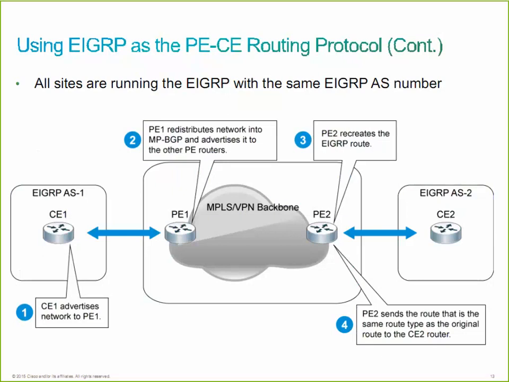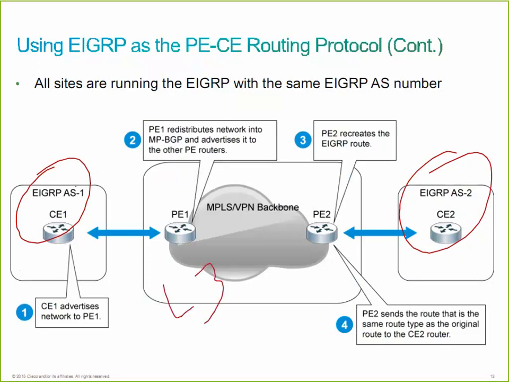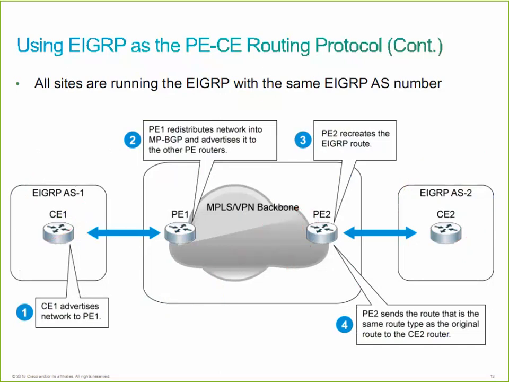So what we're seeing in this diagram is the enterprise is running EIGRP for their sites. We can see AS1 on this side here and AS2 on this side. So I am running multiple EIGRP autonomous systems. Because this is a layer 3 MPLS VPN, we can do that, right? Because we're essentially joining two disparate autonomous systems together over a routed domain, all right?